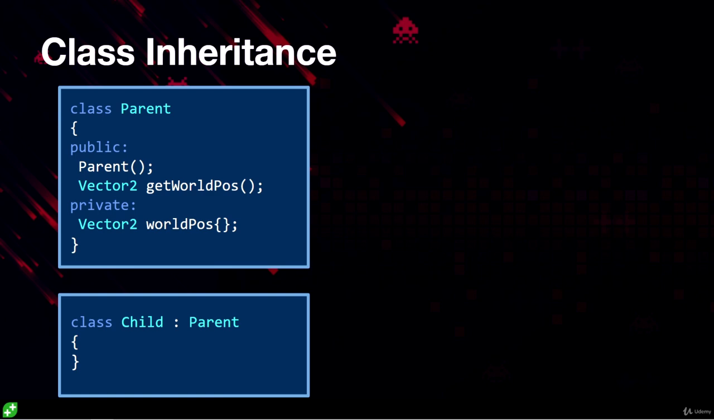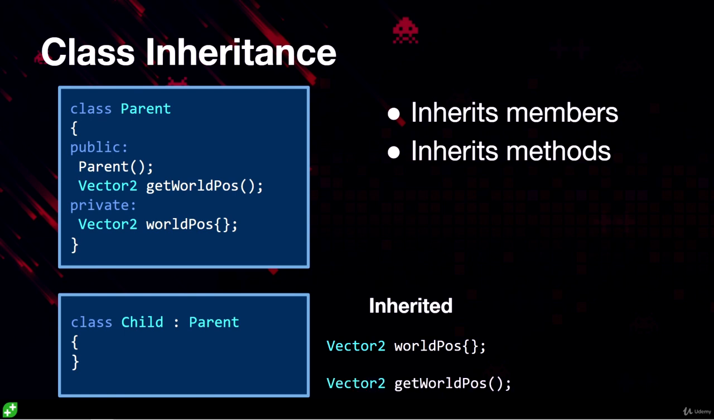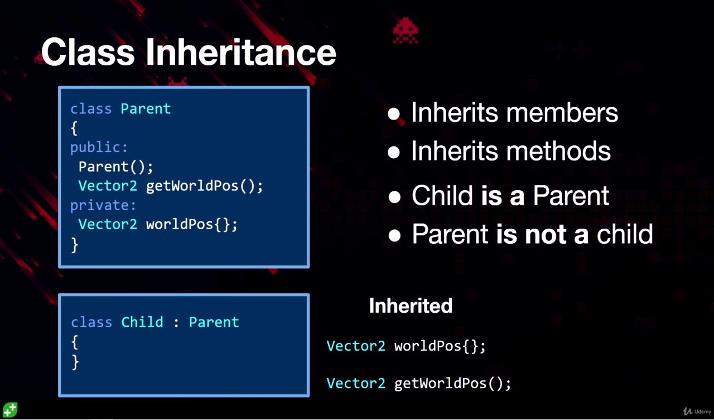When a class derives from another class, it inherits members and methods from that base class. This means that the child class will have a vector2 called worldPos as well as a function returning a vector2 called getWorldPos. We say that an instance of the child class is a parent. Since it inherits the members and methods of parent, we can say that it is actually a parent. But the relationship does not go both ways. A parent is not a child. It does not have members and methods that are declared in the child class.